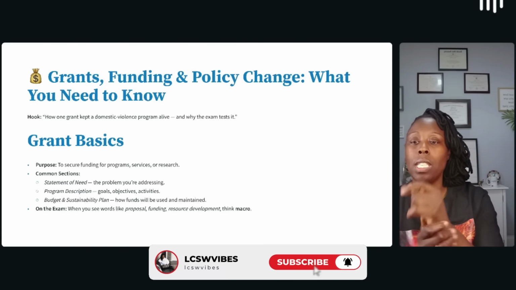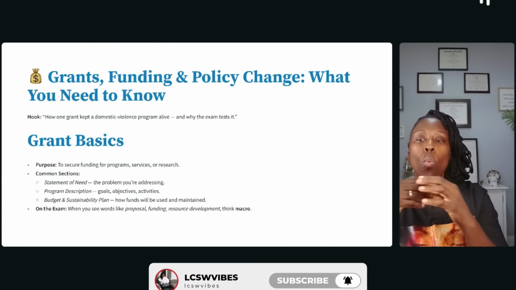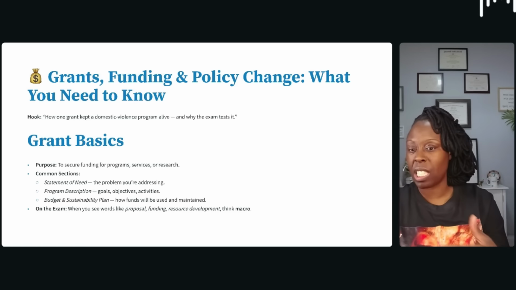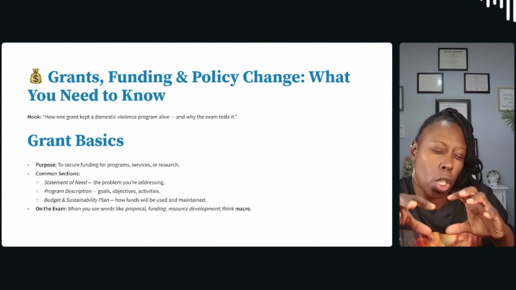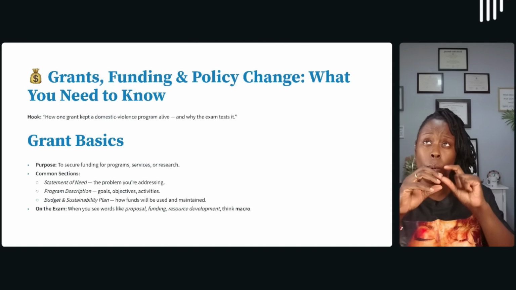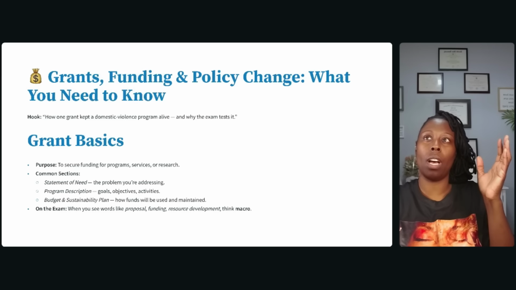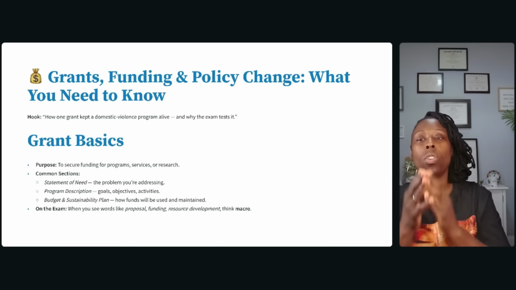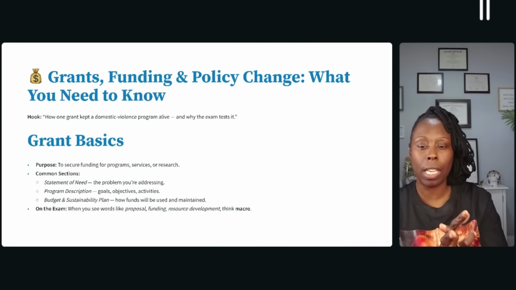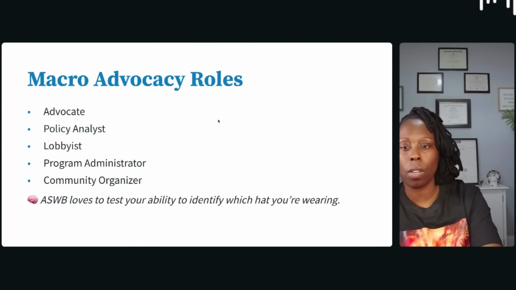All right. So when you see some grant basics, look at the purpose, like securing funding for programs, services, research. You want to look at some common things like the statement of need, the program description, some budget and sustainability plan. These are some things going a little bit deeper. You might not have to really worry about it for the exam, but I want you to have an understanding. Sometimes when we understand things a little bit more than needed, it makes the picture full. Like, aha, that makes sense. So hopefully this is doing that for you. So on exam, when you see words like proposal, funding, research development, think macaroni. All right, you guys got it. Hopefully that was helpful and you understood it.